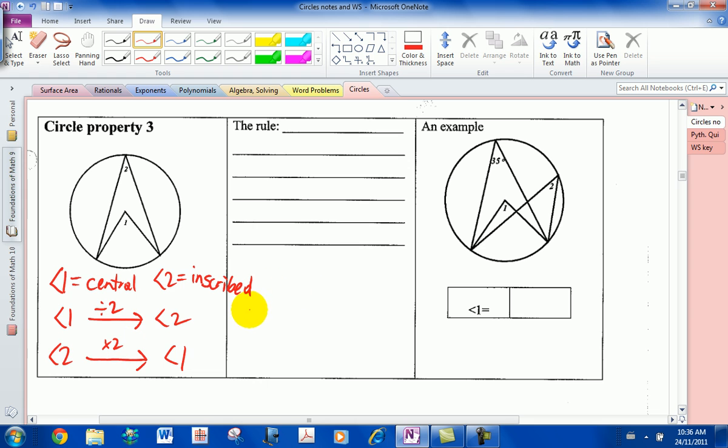So what I want for the rule, if we go from the central to the inscribed, we have to divide by 2. If we go from the inscribed to the central, we times it by 2. Okay. Yes? No. We're going from the larger one to the smaller one, we divide. If we're going from the smaller one to the larger one, we multiply.